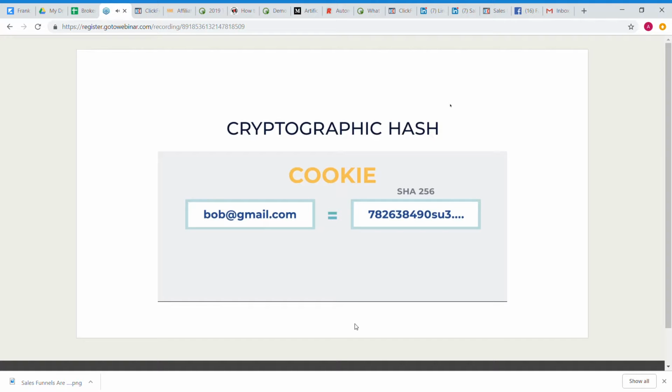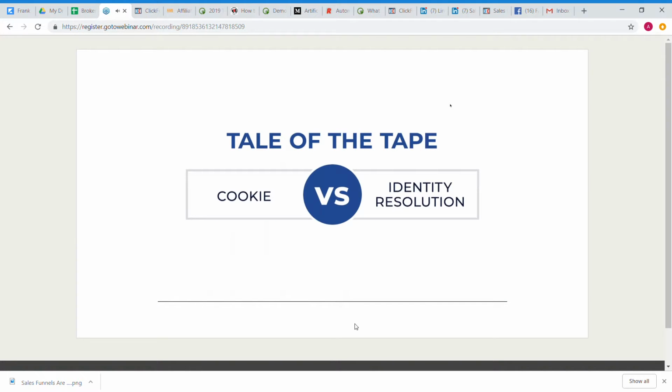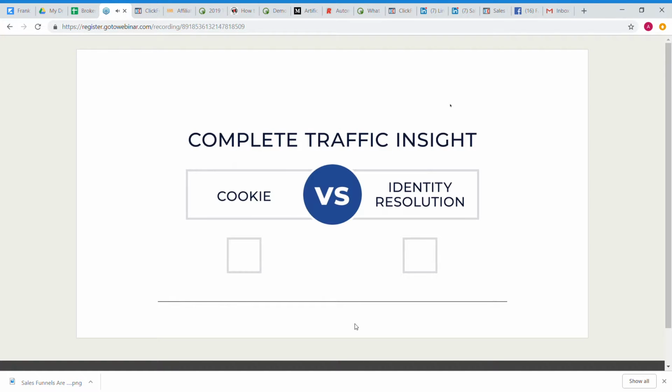Okay? And when we turn Bob into a SHA-256, all that is a cryptographic hash. It's privacy protected. That means that we can connect Bob anywhere Bob goes. And we could use this a number of different ways. So you're currently running ads now, or you're using an agency that's currently using cookies. The advantage versus identity resolution is obvious. Identity resolution is permanent. Identity resolution is portable. So which one should you use? Identity resolution. So let's get into the specifics.